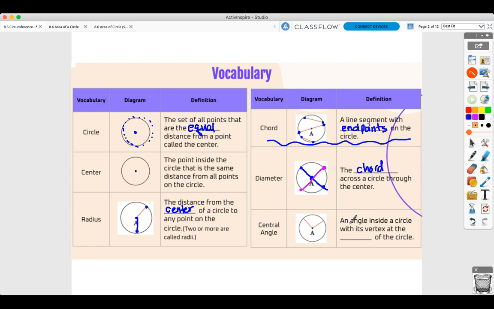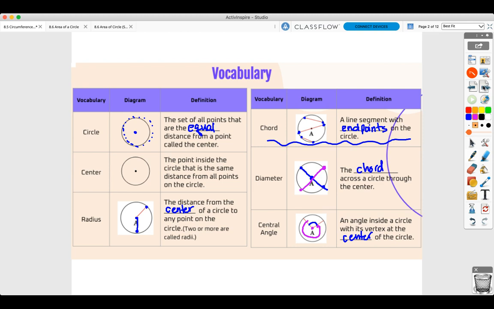A central angle is an angle inside a circle with the vertex at the center of a circle. So this is a central angle right there. We're not going to be working with these as much, but this is also a central angle. It's still going around the circle, still going around the center.